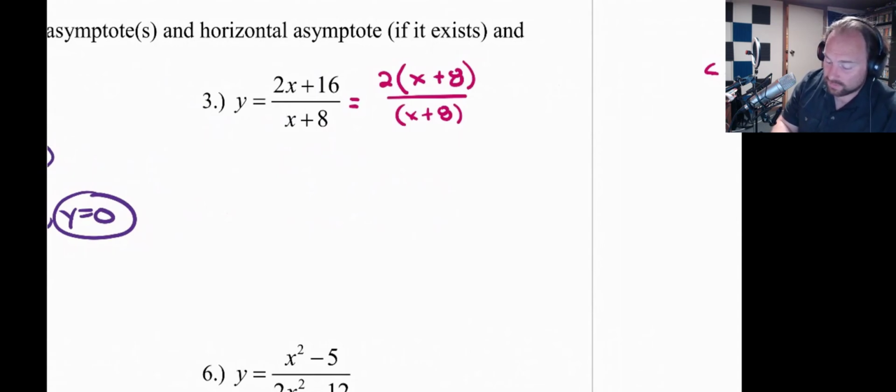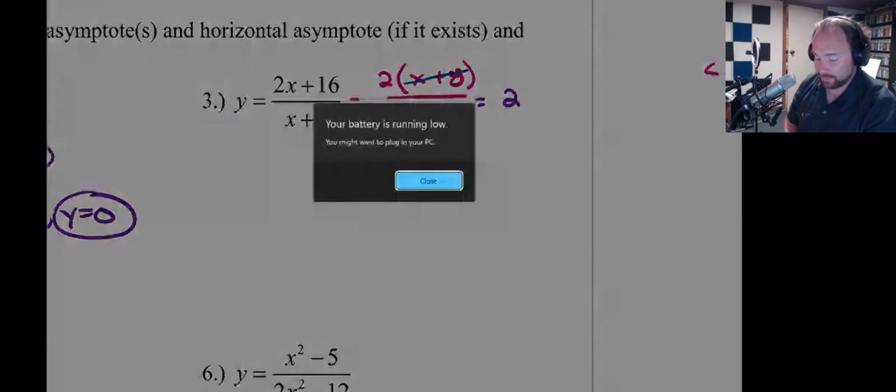In fact, this graph, if you were to graph it on a graphing calculator, it will be the line y equals 2. You will see a horizontal line. It will go through 2 on the y-axis and continue forever. And it's only unless you look at the table of that graph that you will see that at x equals -8, there is a hole on the graph.